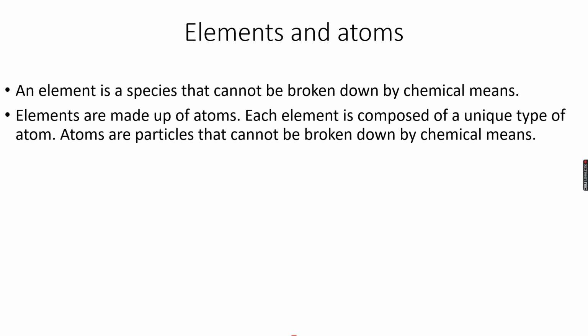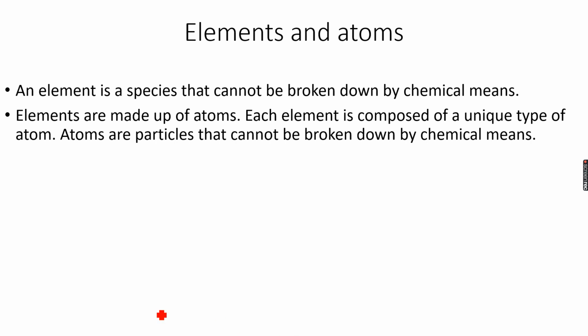Now every element consists of a different type of atom. For example, the atoms of sodium will be different from the atoms of chlorine, and this is because of the difference in the number of protons, neutrons, and electrons in each of them.